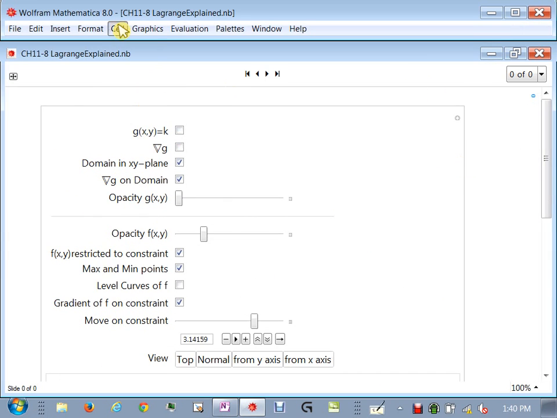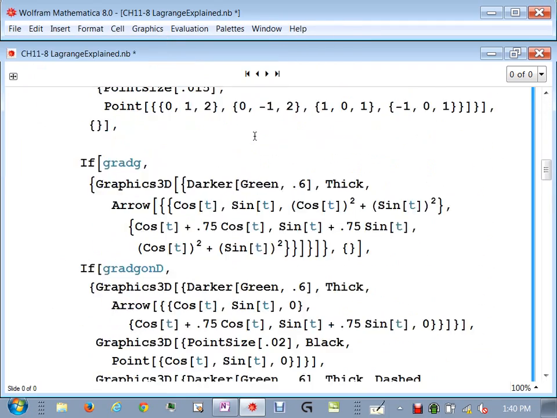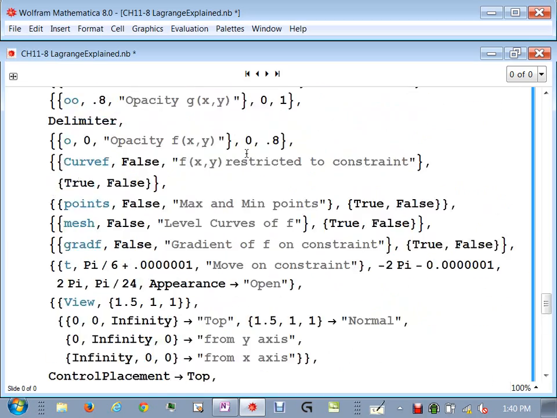Where are my computer science majors? There's your code for that. Wow, I spent some time on that.